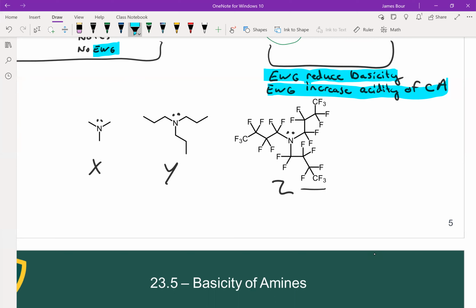Compound Z, again, has electron withdrawing groups, and this reduces basicity. So the most basic compound between X and Y is actually compound Y. And this is because alkyl groups are saturated hydrocarbons. In this case, this is tripropylamine. Alkyl groups are seen as slight electron donors. So if electron withdrawing groups reduce basicity, electron donors increase it.